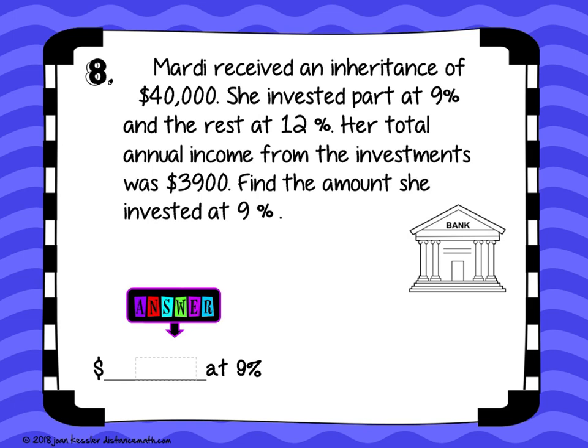Marty received an inheritance of $40,000. She invested part at 9% and the rest at 12%. Her total annual income from the investments was $3,900. Find the amount she invested at 9%. When we work with these problems, we use the interest formula, which is I equals PRT. Since we're making two investments, you need to think about this. So your total interest comes from those investments added together.